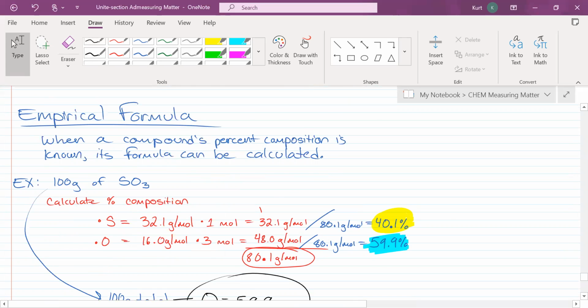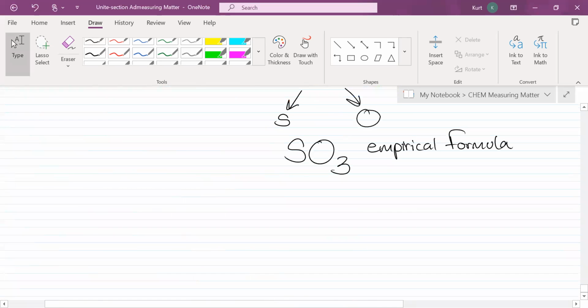But if your answer at the very end of it was like S3O9, then that would have been your molecular formula. So imagine that you get a problem on your test, and it has several options. Which of the following is the molecular formula for SO3? And you do all this work, and you end up getting S3O9. That would have been the true formula, and you would choose that as a multiple choice option. You understand what I'm saying?